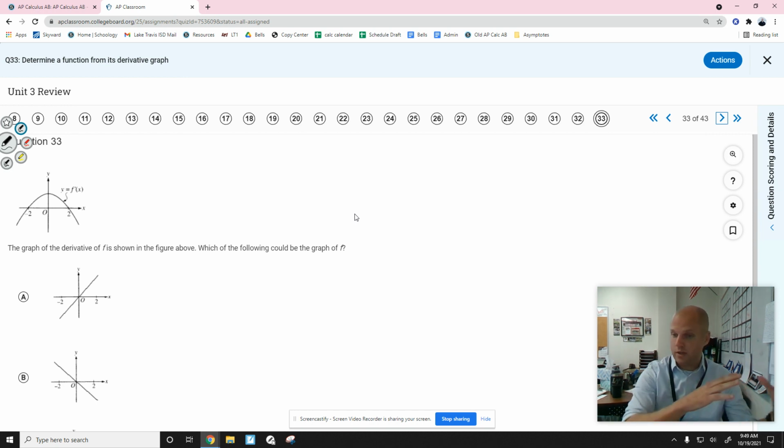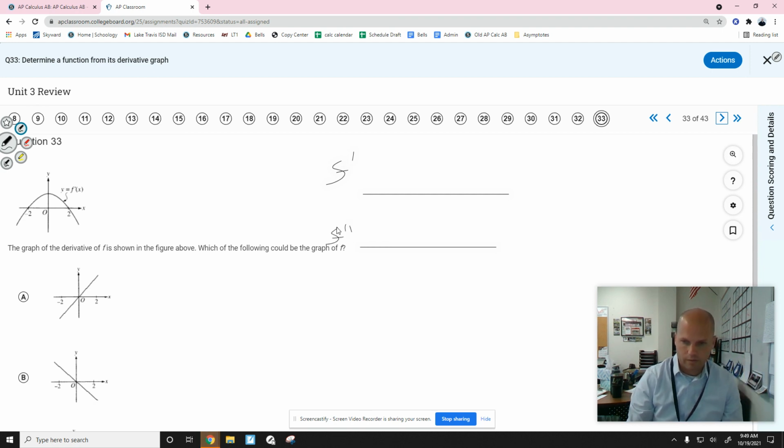Okay, another one of like, here's f prime. What does f look like? Do your sign analysis at least of your first derivative, and then maybe also the second derivative. This is the graph of f prime. So look at the y's of f prime. They are negative until -2. They are positive until 2. They are negative after that. That's telling me f is going down, going up, going down.